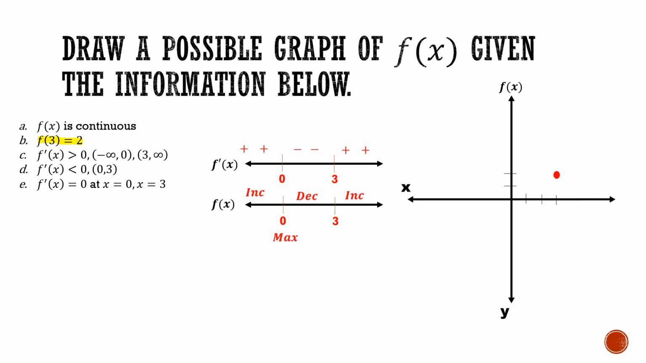And I can determine specifically which ones I am, because I went from increasing to decreasing, which means I'm a max, and then decreasing to increasing, which means I'm a min. All right, so at 0, I need to draw a max somewhere, so I'm going to draw a point kind of high. And then at 3, I already have my point at 2. And so I need a line that's increasing, and then a line that is decreasing, and then a line that's increasing. And that is a sketch of my graph.